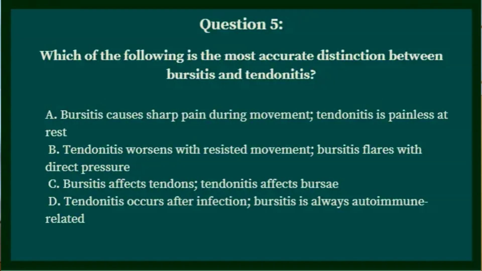So C, bursitis affects tendons and tendinitis affects bursa. That's a trick question. D, tendinitis occurs after infection. Bursitis is always autoimmune related. So we know C and D are not correct. So we can just take those off, which is such a relief. Just get rid of those. So C and D gone.